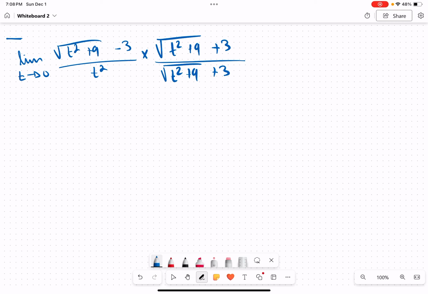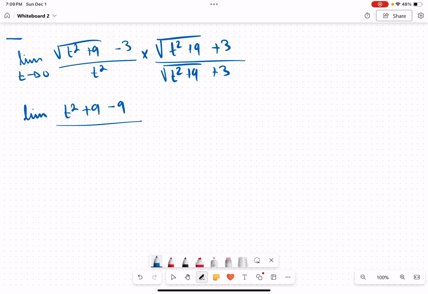So we'll multiply the numerators, and we're left with the limit of, this is just going to be t squared plus 9 when the roots get squared. It's just going to be whatever's inside. So we have t squared plus 9, and then we are left with negative 3 times 3, which is just negative 9. So that is what we're left with in the numerator.